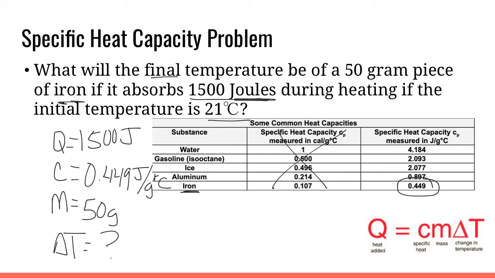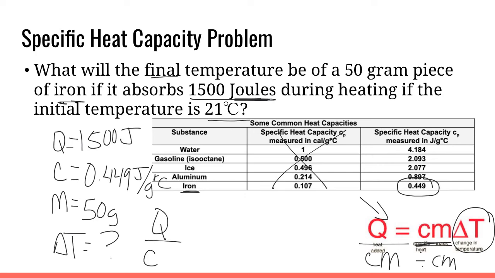All right, so now I'm going to take this equation and rearrange it. So I'm going to be solving for delta T instead. To get delta T by itself, if I have C and M on this side and they're being multiplied, I'm going to divide by C and M, divide by C and M. So what I end up with is Q divided by C m equals delta T.